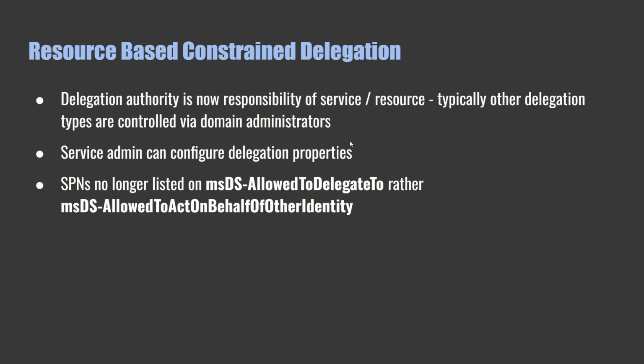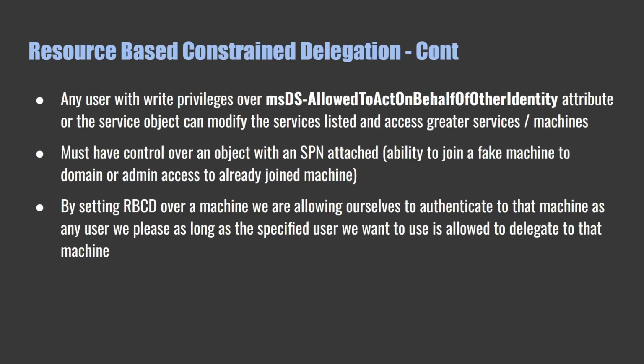So a service can configure its own delegation rights, and a service admin can configure delegation properties, not to be confused with domain admin. The service principal names are no longer listed in the allowed to delegate property, and they are now in the allowed to act on behalf of other identity property. Same thing, it's just in a different storage space. So any user with the right privileges over this new property or the object as a whole, the allowed to act on behalf of other identity attribute or the service object, can modify the services listed and access greater services or other machines, basically.